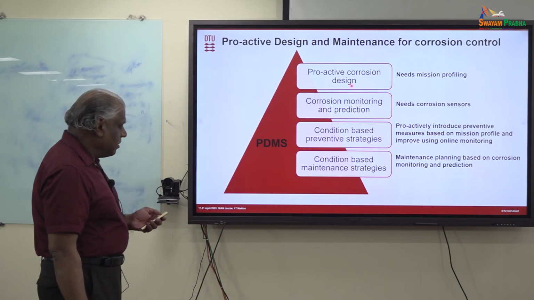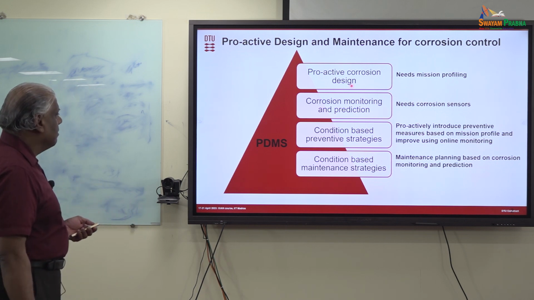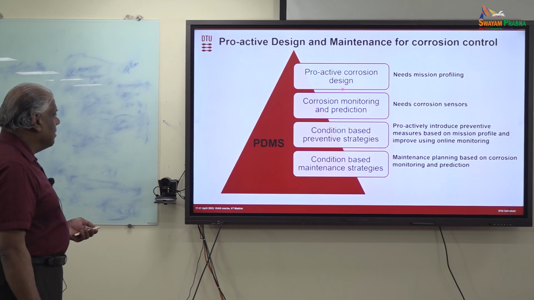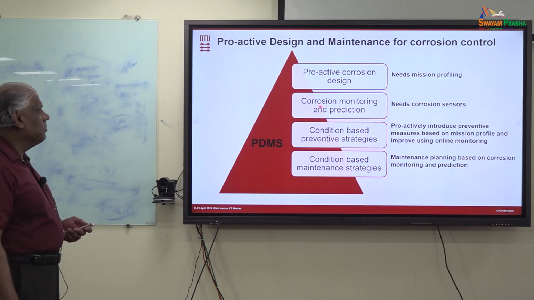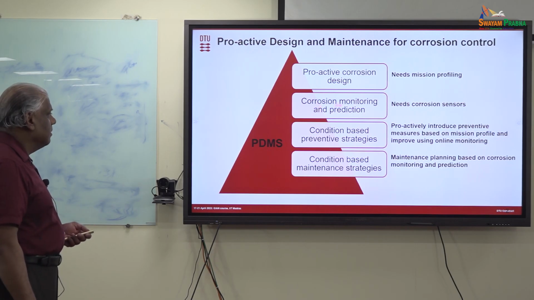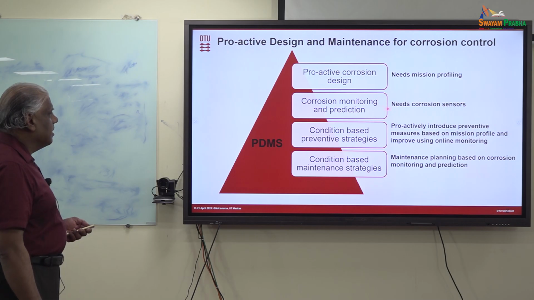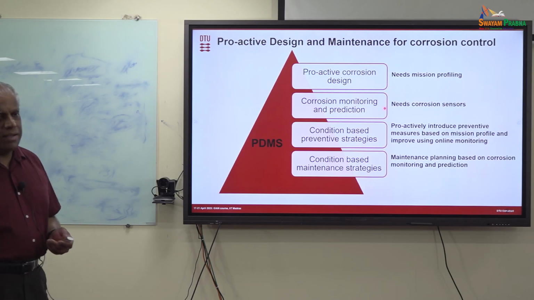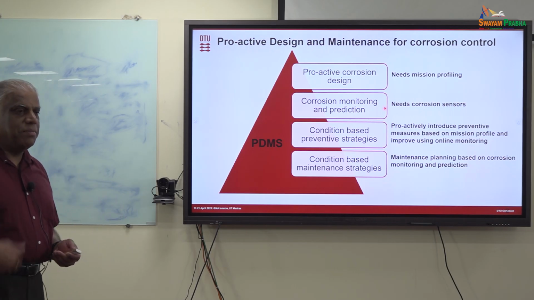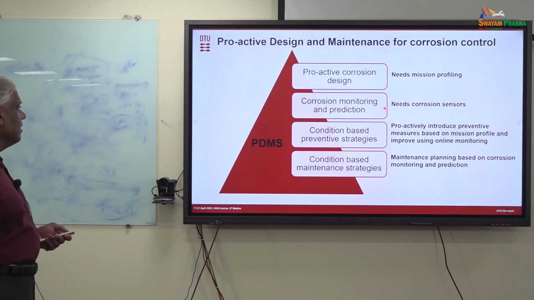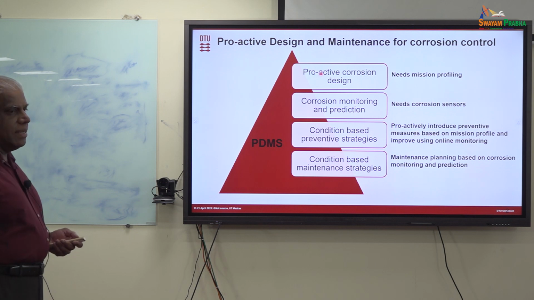Once you do the proactive corrosion design, the next stage is when the system is installed or going to be installed: corrosion monitoring and prediction. In order to do corrosion monitoring, you need good corrosion sensors. Not only that, these corrosion sensors also have to be online, so that you can collect a large amount of data on an hourly basis or something. You can produce a large amount of data, and then that data can be used again back in these design aspects.